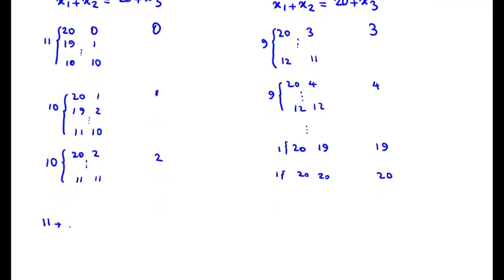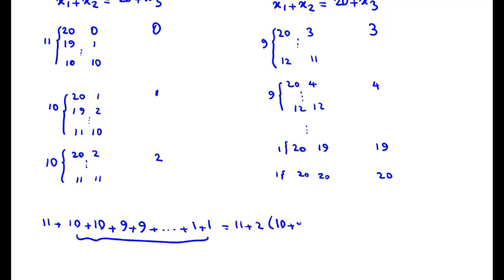We have 11, then we have 10 plus 10, we have 9 plus 9, 2, we have 1 plus 1. So here we can say it is 11 plus 2 times (10 plus 9 plus down to 1). And it will be 11 plus 2 times here. It is what? 10 times 11 over 2. You factor from 11, it will be 1 plus 10. It will be 11 squared, which equals 121.